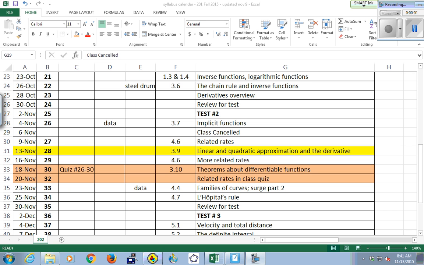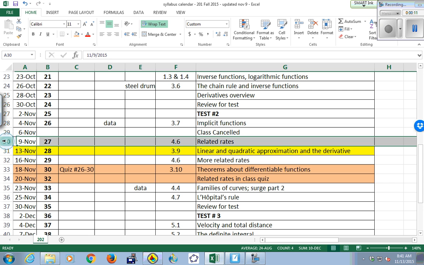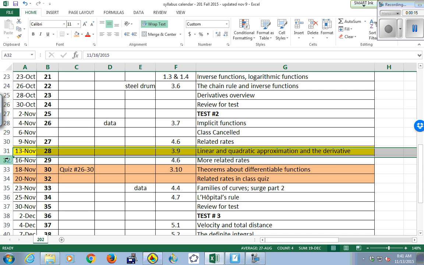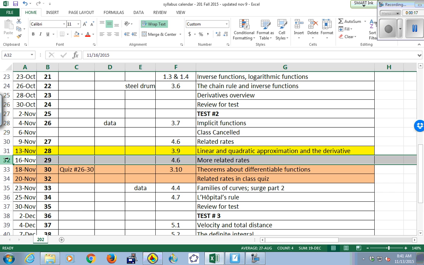Okay, so we're going to take a little break from related rates today. We'll come back to it on Monday. So the homework that was assigned at the end of Monday's class, the related rates homework, that's also the homework for next Monday's class. Okay, so that homework from the scanned pages in your packet is not due until Wednesday of next week. Just wanted to make that clear.